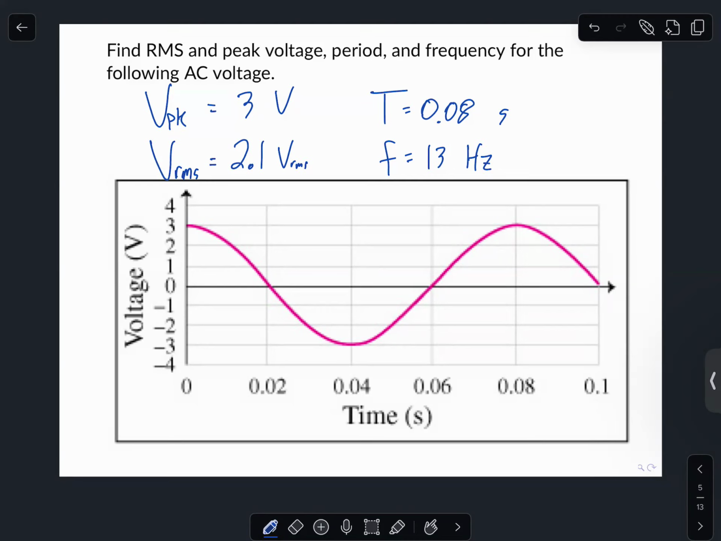DC is what we've been doing this whole time with electricity. You've got a voltage. It stays that voltage. We apply a steady battery to something. DC is what comes out of batteries. Constant level. AC is a wiggle. Wiggle, wiggle, wiggle. Questions? Keep asking.